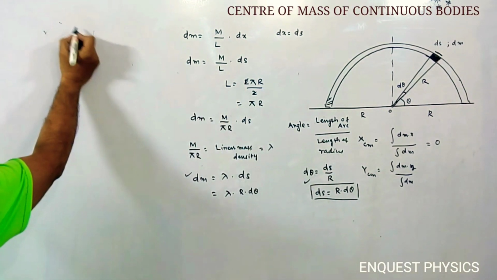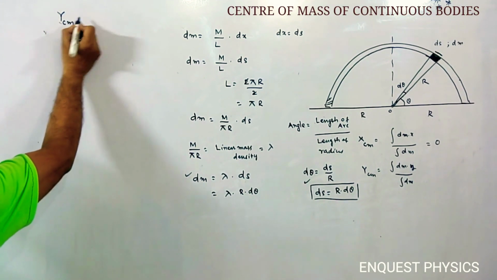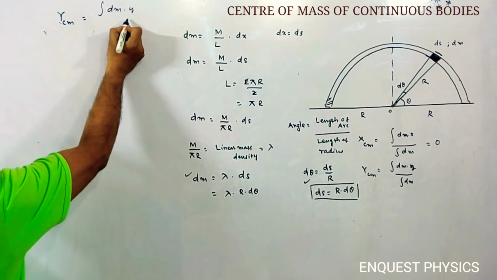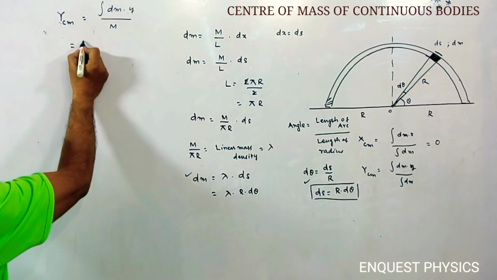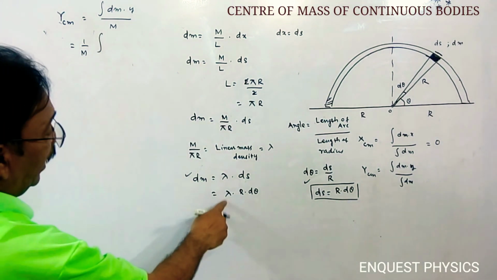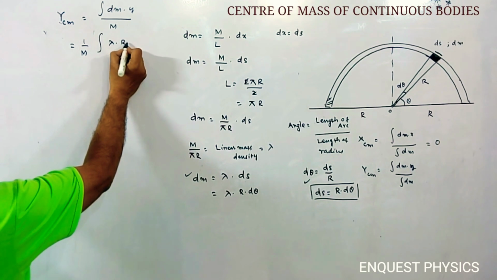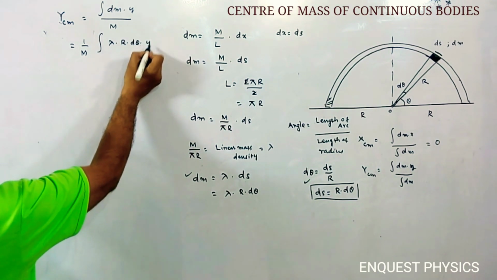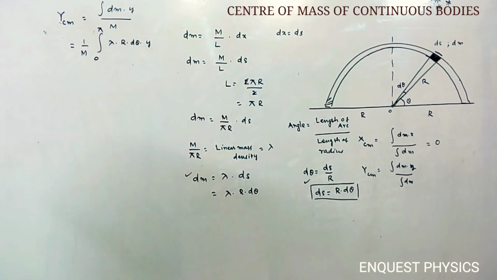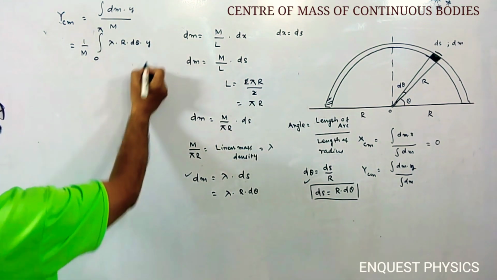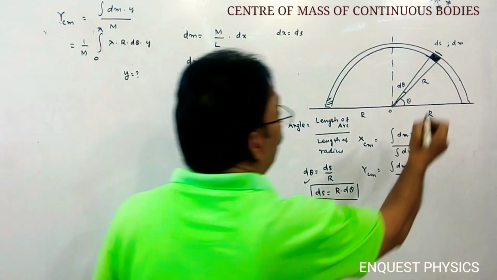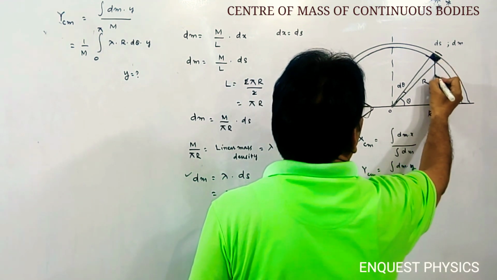Let's substitute in the equation ycm is equal to integration of dm into y by capital M. It is 1 by M into integration of lambda into r d theta into y, under the limits 0 to pi, students. We don't know the value of y. Here we have to find out the value of y. y is the position of the strip along the y-axis.